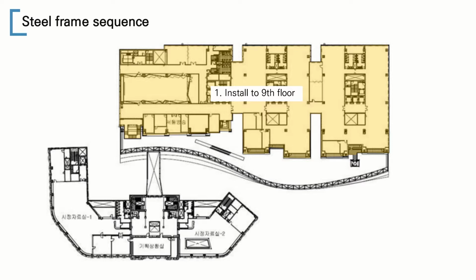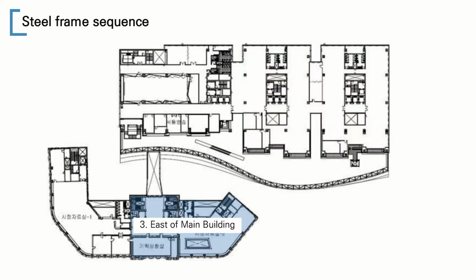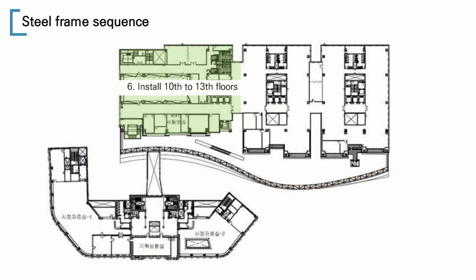This shows the sequence of construction. First, install the ninth floor of the single dome. Install the 10th to 13th floors of the B zone in the single dome. Inside installation of the main building. In CW1, installing curtain wall frames. Main building west side installation and curtain wall frame installation. Insert A zone 10th to 13th floors. In this order, the overall construction sequence is carried out.